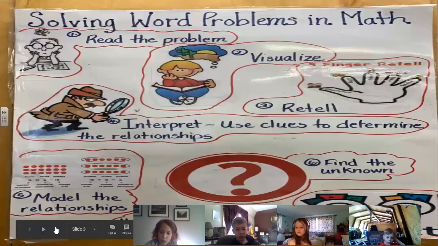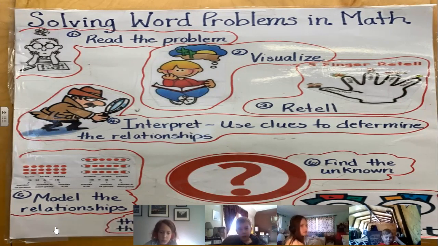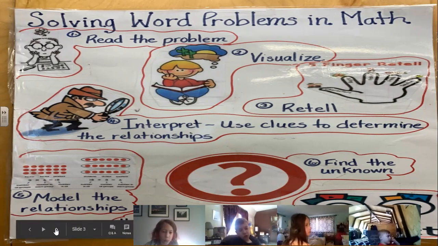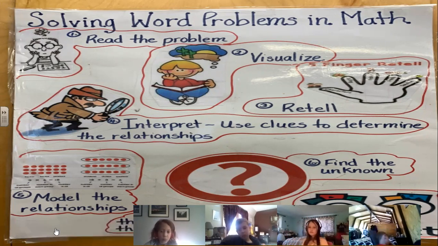All right, problem solving is what we focused on. We're going to continue with that. Please remember to read, visualize, retell, look for those clues, model the relationship, find the unknown, and reflect. You have to have your math spiral when you take your quiz today. I want to see that you're drawing a picture and you're not just guessing.